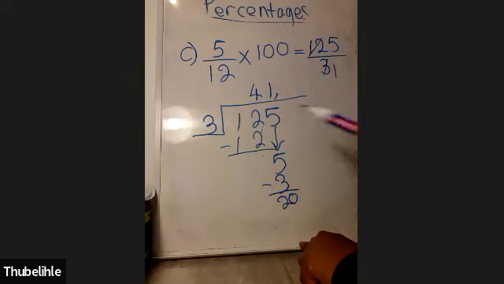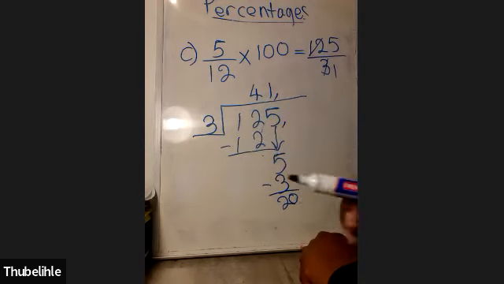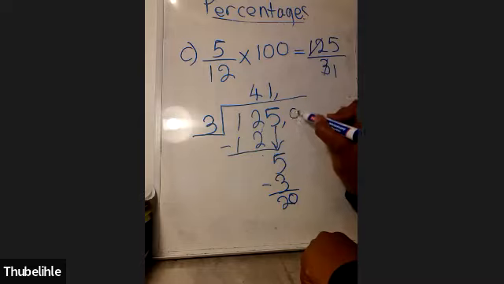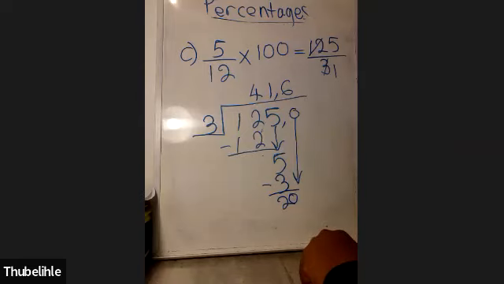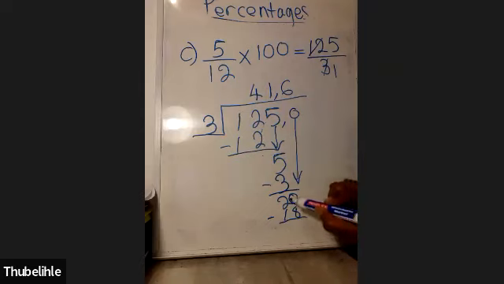Then 0. So for us to add a 0 here to this 20, we need to add a decimal point. Okay. And then now we say 3 into 20. How many times does 3 go into 20? 6, remainder 4. Isn't it 18? Remainder 2. Yeah. Sorry. So it's 18 here, and 20 minus 18, you get 2.